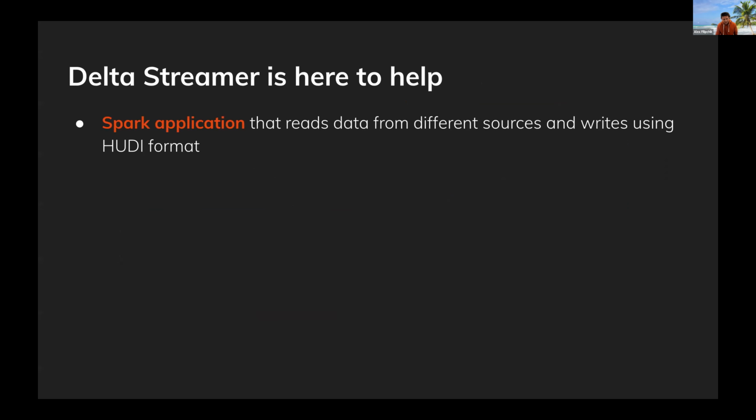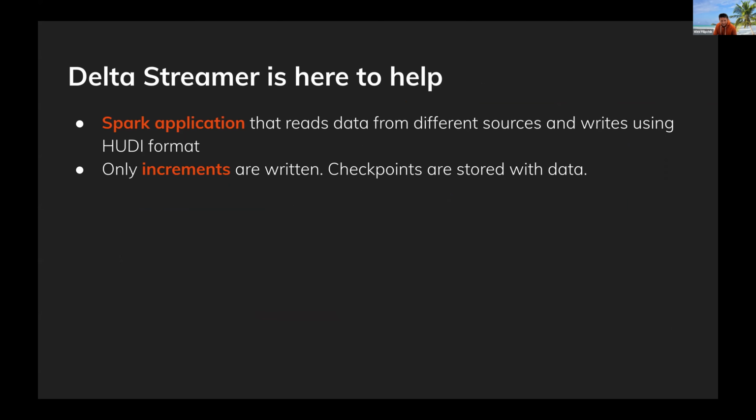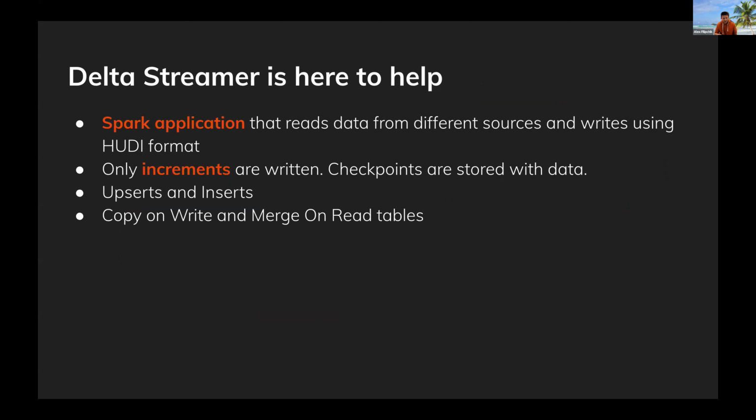How do we facilitate the write? I believe the AWS folks mentioned Delta Streamer, a Spark application that can read data from sources, write it in Hudi, and supports increments, which is nice, right? Because we don't have to track them, checkpoint, store it with data. It's also pretty good. Supports both inserts and upserts, copy on write, merge on read tables. Has auto compaction. So this is quite an interesting thing with Hudi, especially merge on read tables. We use compactions as required. We actually had some interesting challenges with compactions, which I can cover later.